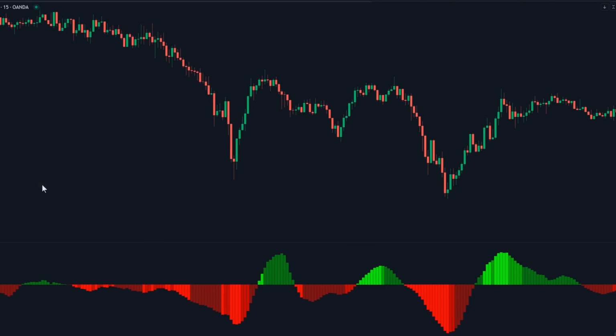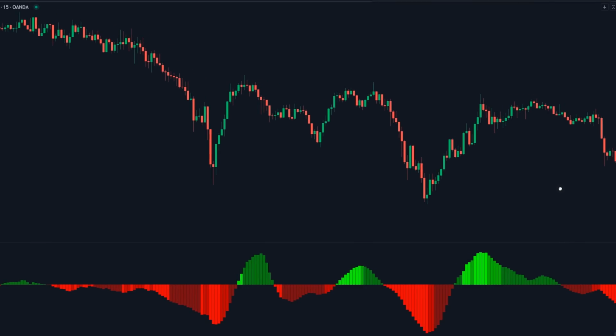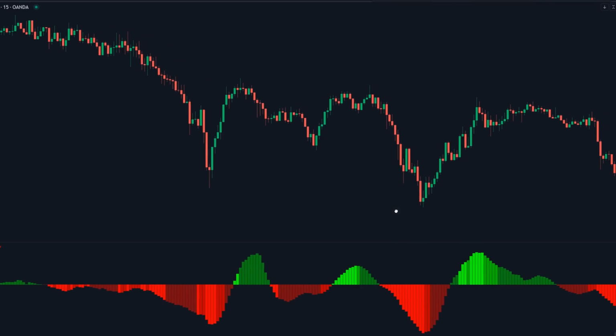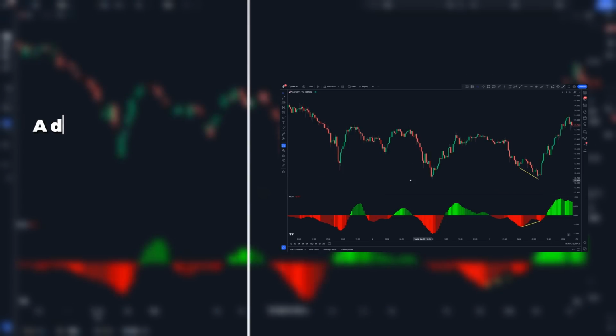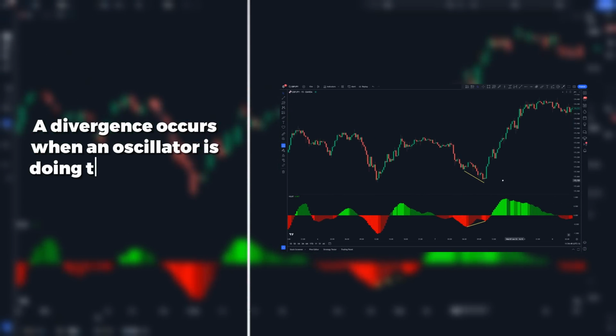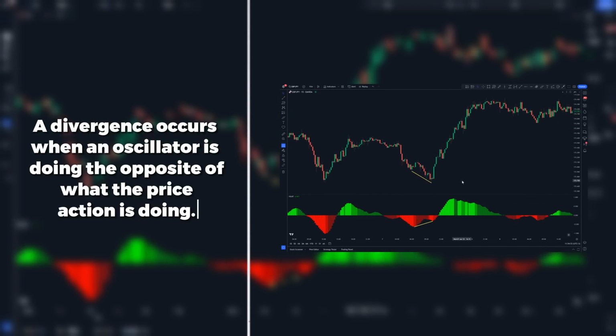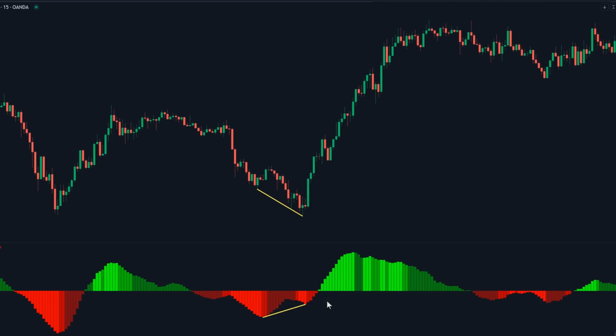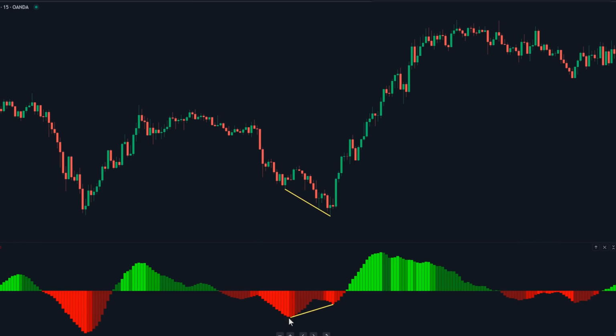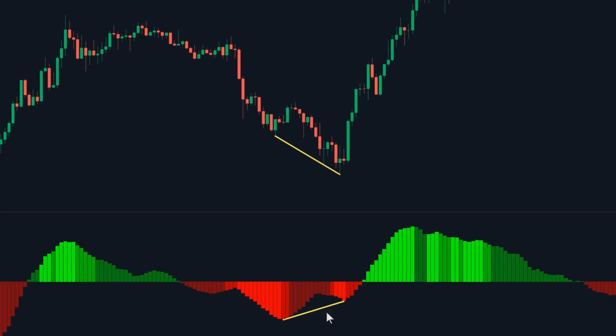Now, there are several ways that we can use this indicator to trade. The first method would be to use it to identify market divergences. A divergence occurs when an oscillator is doing the opposite of what the price action is doing. For example, here, this is a bullish divergence because, as you can see, the indicator histogram was creating higher lows while the price was creating lower lows.